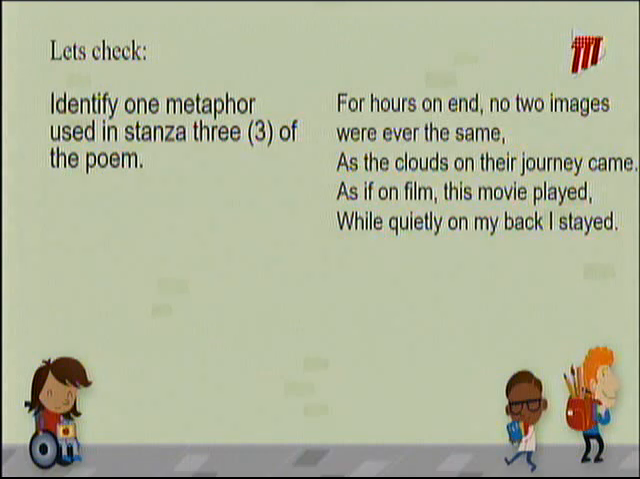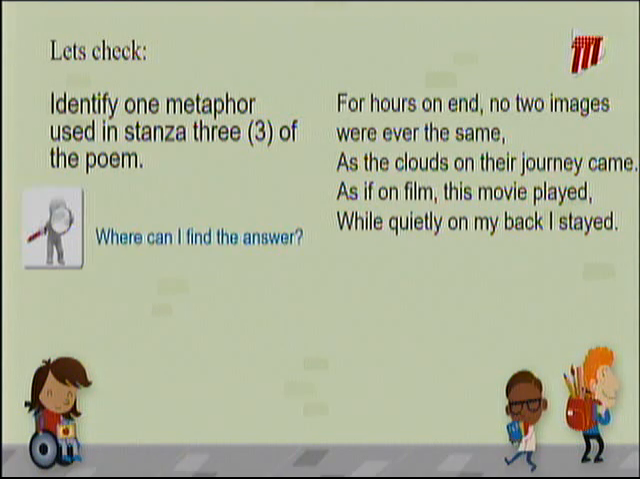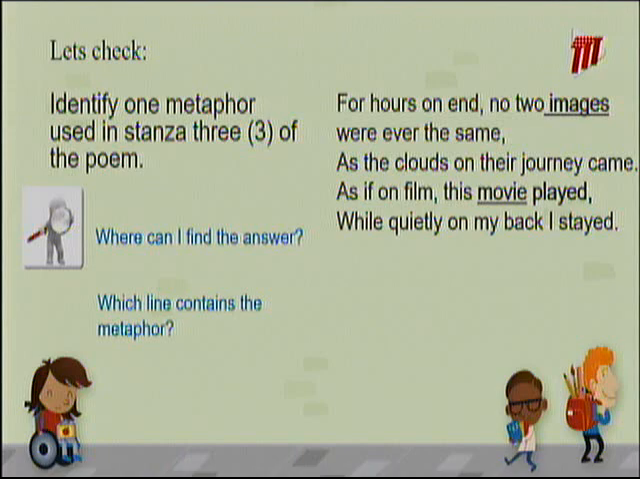Let's see if you have been paying attention. I want you to identify one metaphor used in stanza 3 of the poem. Remember, a metaphor is a comparison made without using as or like. Let's read the stanza again. For hours on end, no two images were ever the same, as the clouds on their journey came. As if on film, this movie played, while quietly on my back I stayed. Here, we are asked to identify the metaphor in stanza 3 of the poem. The clouds are compared to images and movie.